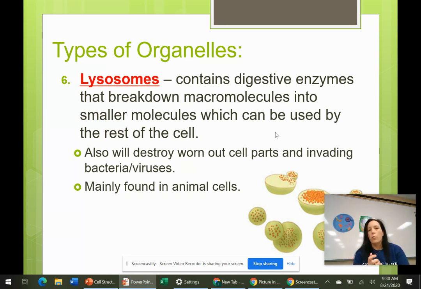It'll also destroy worn out cell parts and invading bacteria or viruses. They're mainly found in the animal cell. That doesn't mean all the time, but mainly in the animal cell.